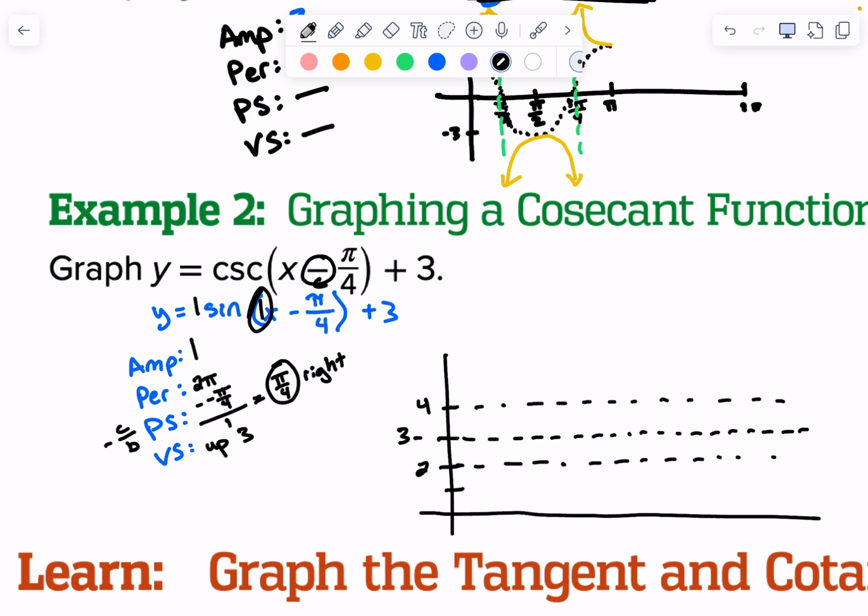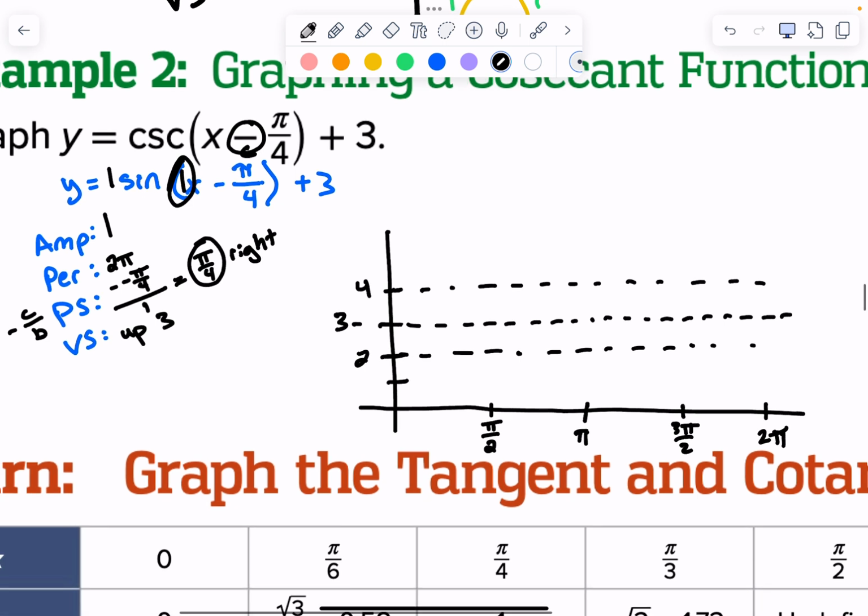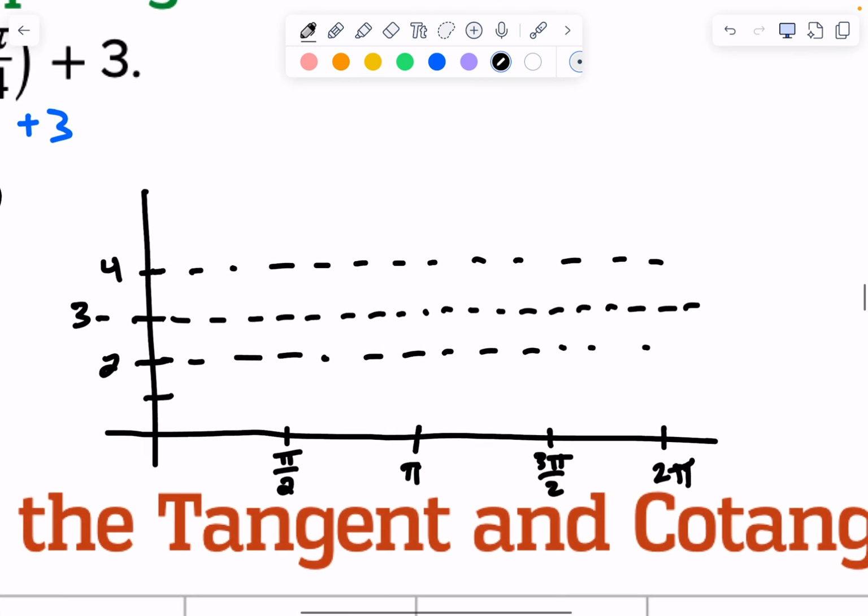All right. Let's do this. The period is still 2 pi, so 2 pi is here. Pi is here. What's the halfway mark there? Pi over 2 and 3 pi over 2. Okay, except we're going to start where? I have to start my cycle by moving pi over 4. How far is pi over 4? Between 0 and pi over 2, right here. I'm going to start it here.